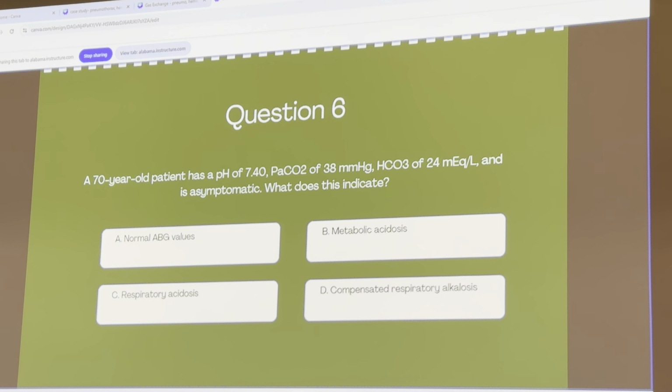More than likely, you're not going to get a normal ABG on the test though. Just throwing that out there. But don't freak out if it is. That means you're doing something right. I think this one's actually supposed to work, so.